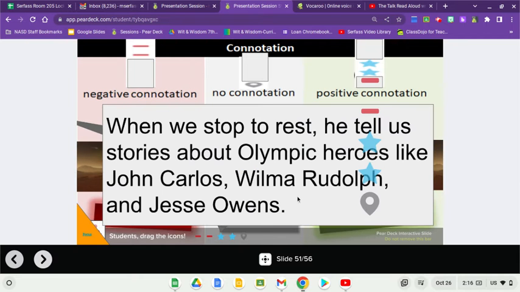I'll do the same thing when I have the full text right here, right? I see rest there, stop, heroes, Olympic, right? Those are my positive connotations for the blue stars, my negative for the red, and my neutral with the gray.